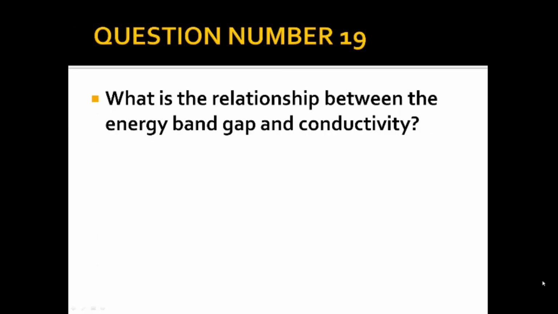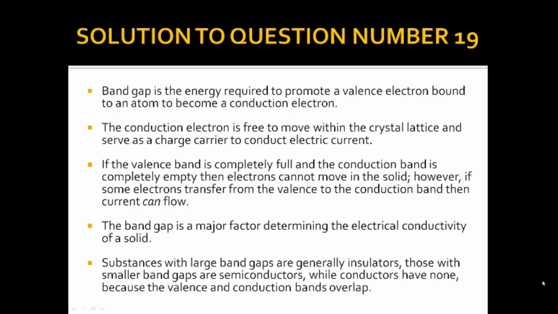Question number 19. What is the relationship between the energy band gap and conductivity? Let's look at it. The relationship between energy band gap and conductivity goes this way. The greater the energy band gap, the lower the conductivity of the material. What is this band gap? We said it's the energy required to promote a valence electron bound to an atom to become a conduction electron.